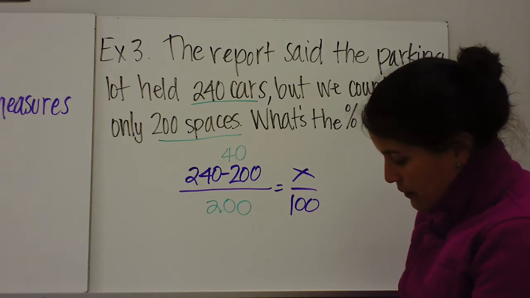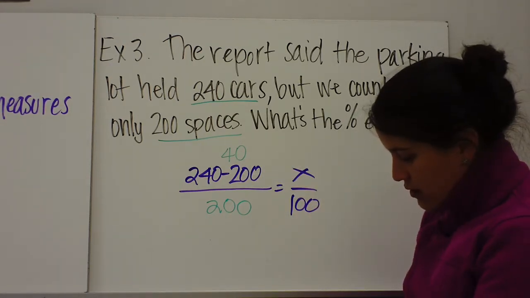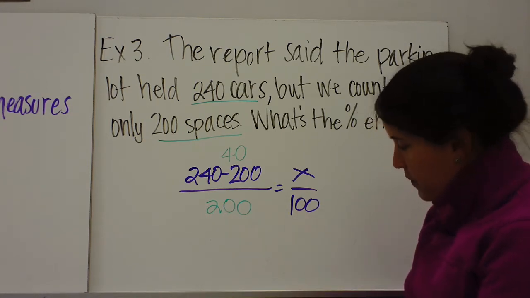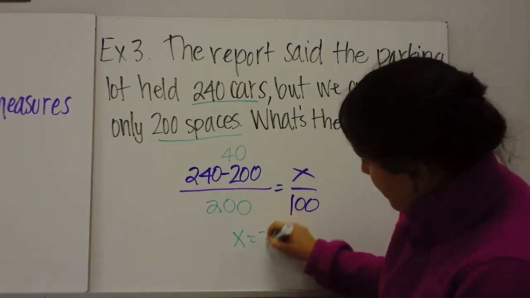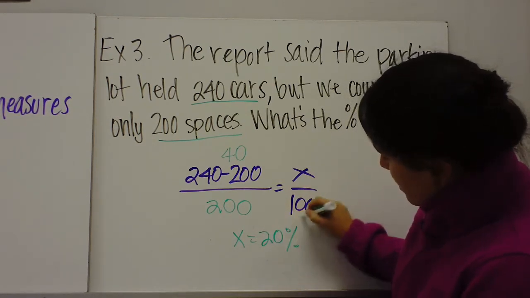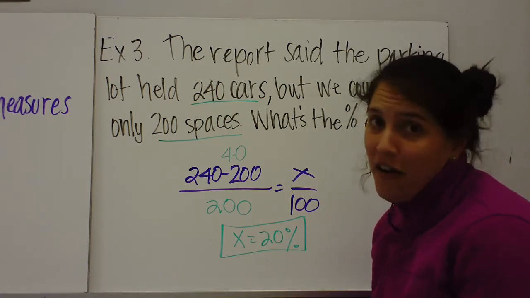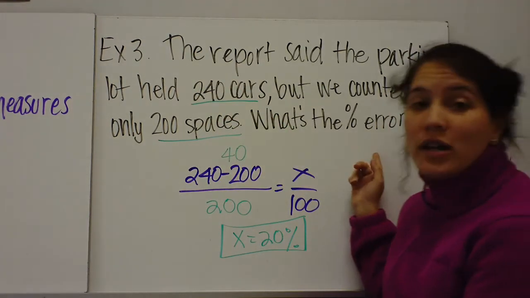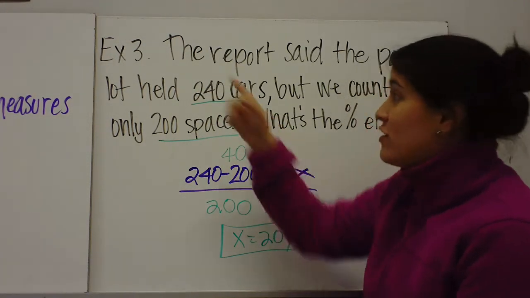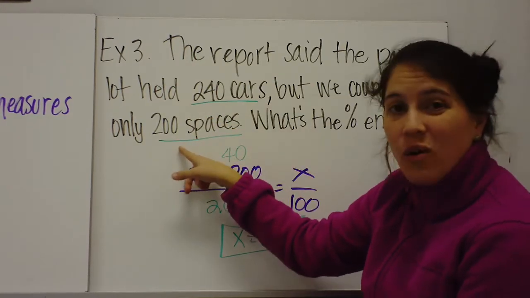And we know that there are 200 parking spots. So now we cross multiply, then divide by 200, and x equals, funny enough, 20%. Again, 20%. I promise they're not all going to be 20%. But that means there was a 20% error in the report, that they think that there are 240 parking spots, but there's only 200.